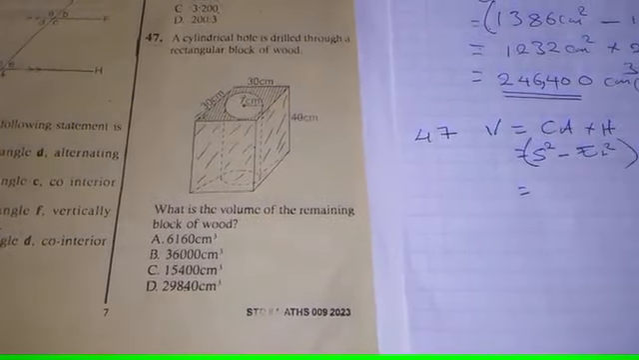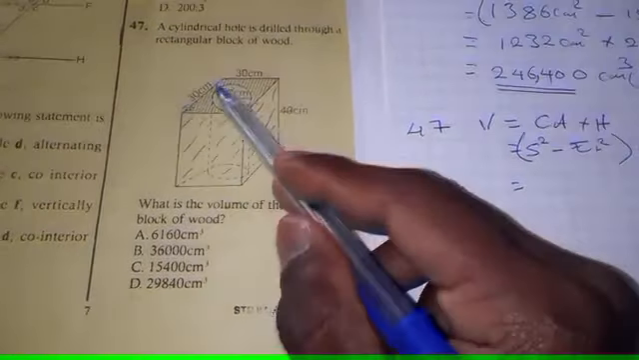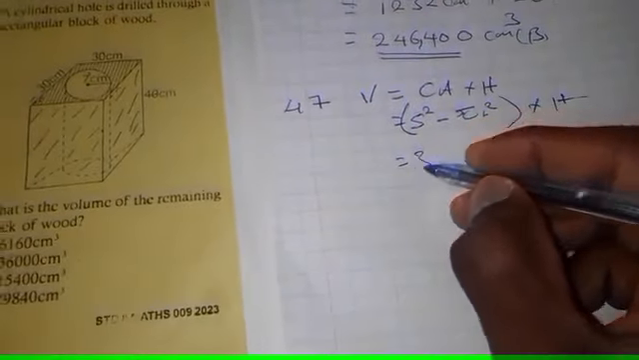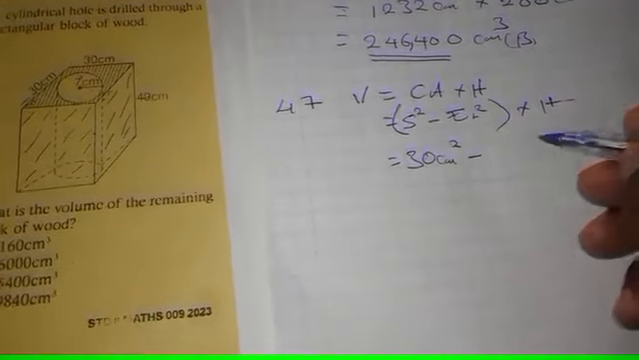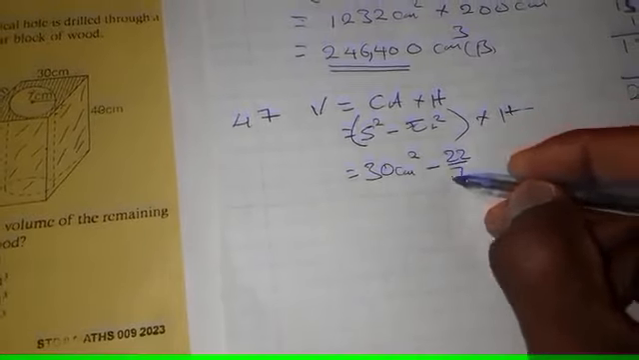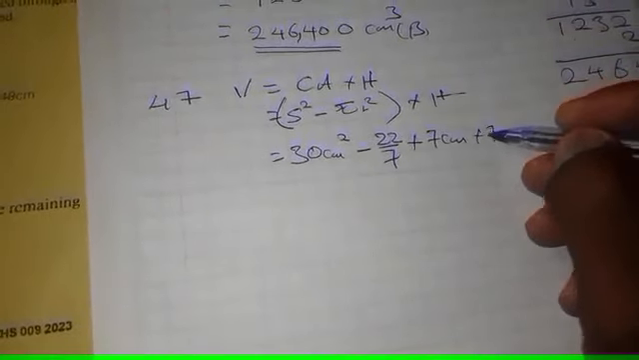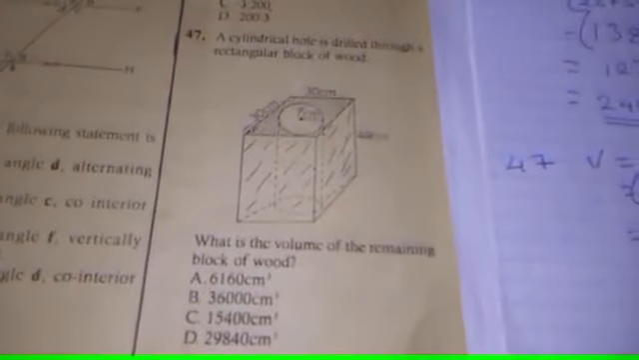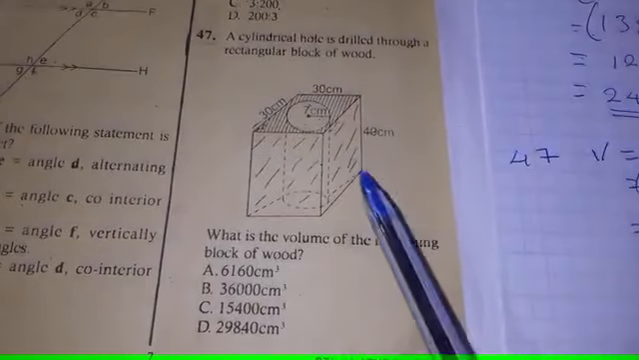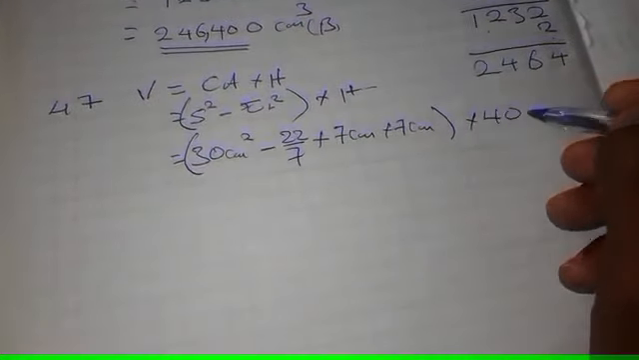So let's bring that close there. The area of a square: that side is 30 times 30, so we have 30 centimeters squared, minus 22 over 7 times the radius, which is 7 centimeters times 7 centimeters. Then that we multiply by the height, and our height there is 40 centimeters. So we have times 40 centimeters.